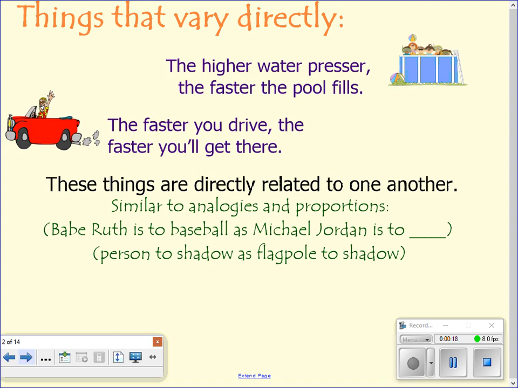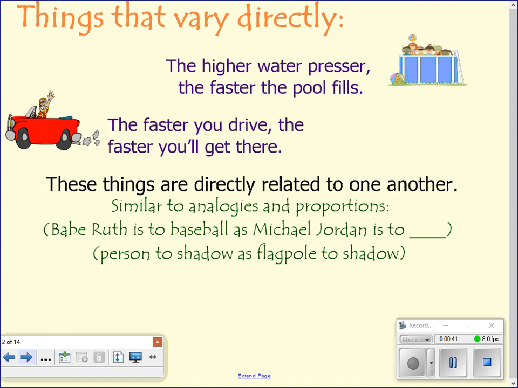So if you recall, proportional relationships are kind of like analogies. There is this direct relationship that occurs with direct variation and with proportional relationships, such as the higher the water pressure, the faster the pool fills up. There's a direct relationship between the water pressure and the speed at which the pool fills.